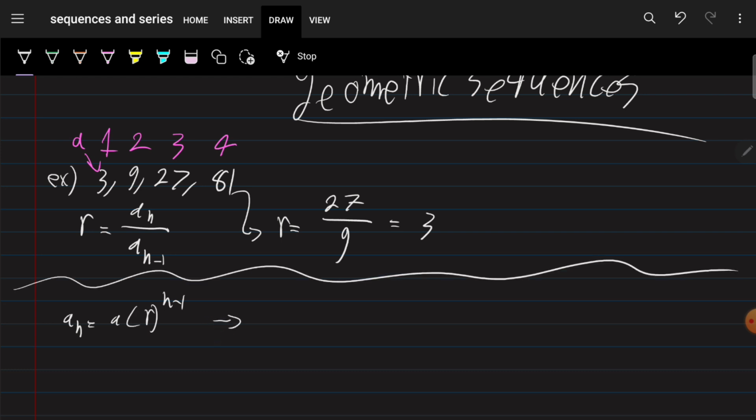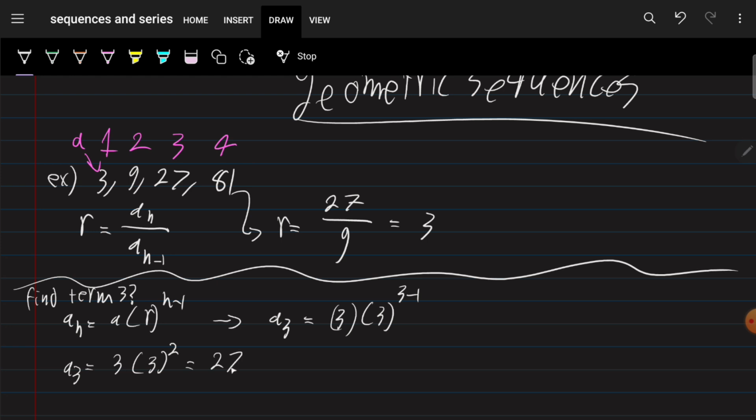So let's draw a line here. How would we find term 3? Well, a_3, or the third term, is the first term, which is 3, times the common ratio of 3 to the power of 3 minus 1. So our a_3 will be equal to 3 times 3 to the power of 2. So 3 squared is 9, times 3 is 27, and we can see that, yeah, the third term is really 27. Okay, so that's how we can find the nth term.